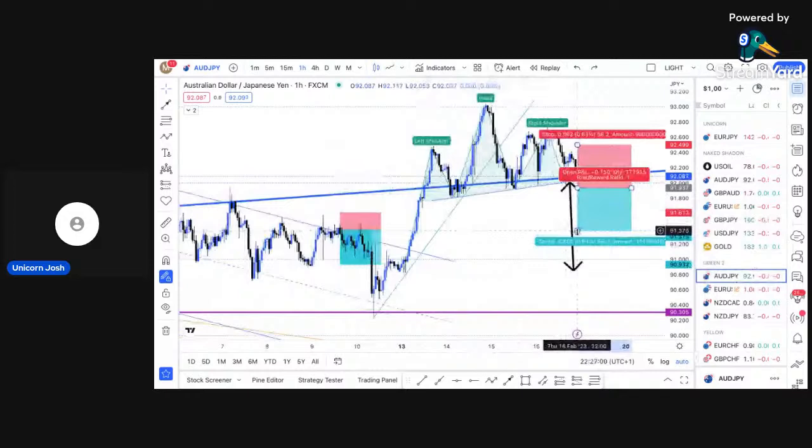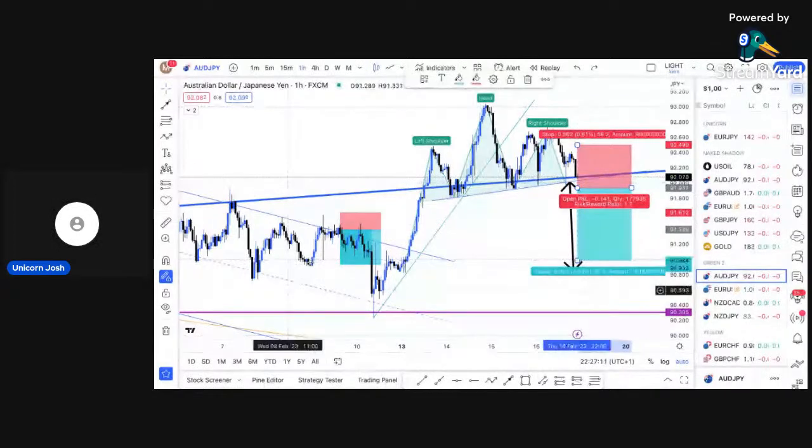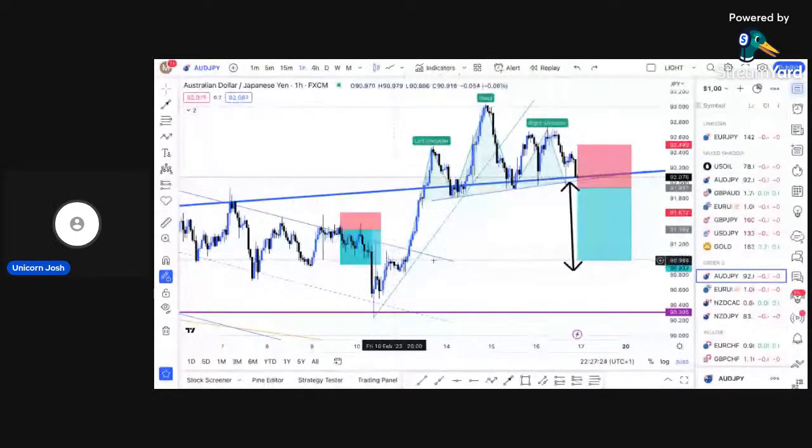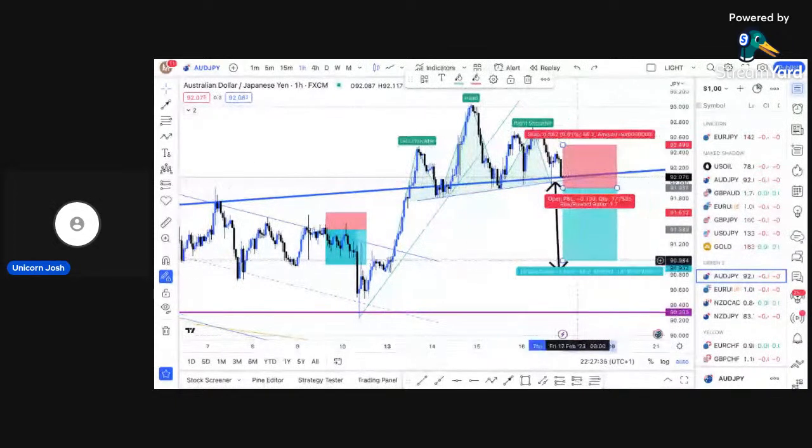Let's see. Okay. So resistance, support. Okay, I think this is good enough. So this is a support area. I'm looking at this and this, and of course this as well. This is basically a key level. It has support, resistance, the same level. So that will be our TP for this trade. All right, 1.7 risk reward ratio.